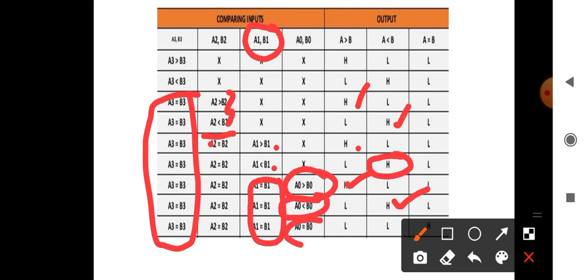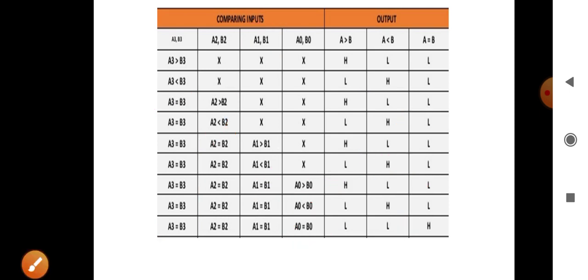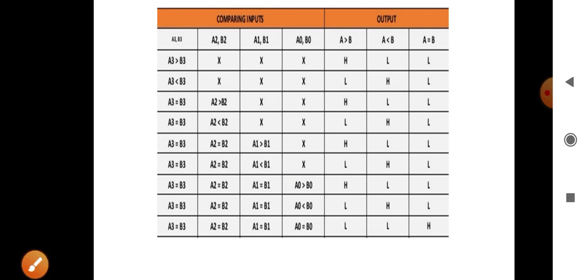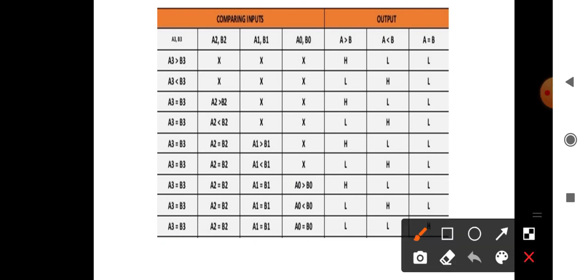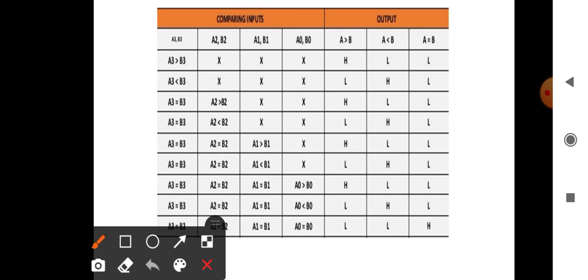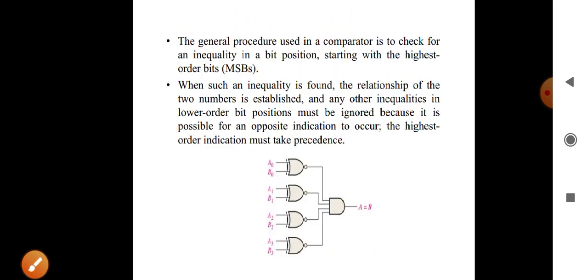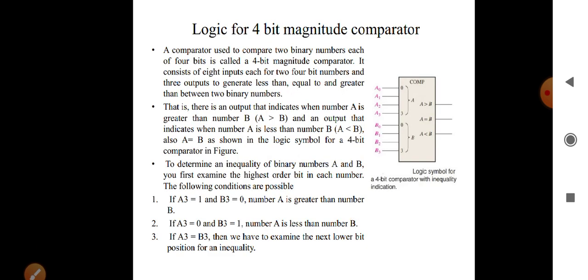When a0 is equal to b0, in this condition, when a3 is equal to b3, a2 is equal to b2, a1 is equal to b1, a0 is equal to b0, if all these conditions are satisfied, then only it will take A is equal to B. Otherwise, this will be higher. Okay, so this is the logic of your 4-bit magnitude comparator.